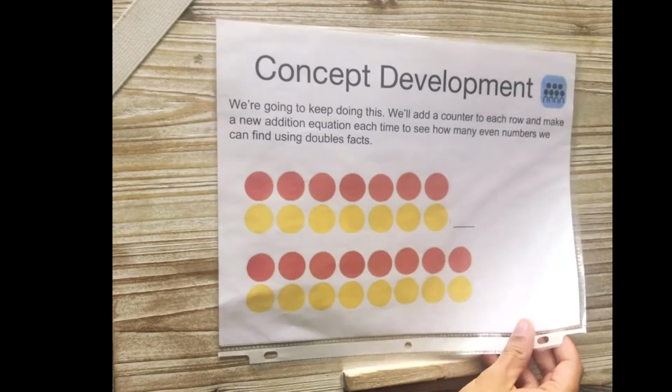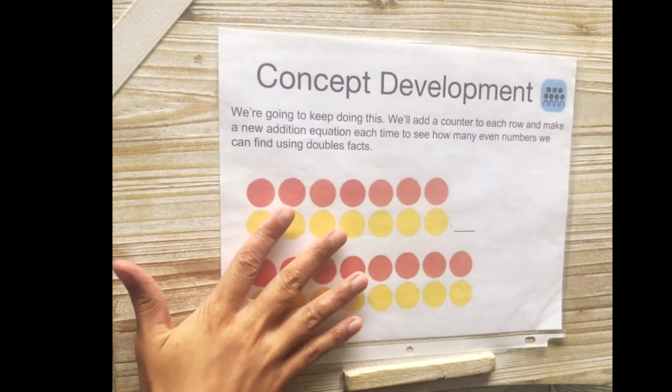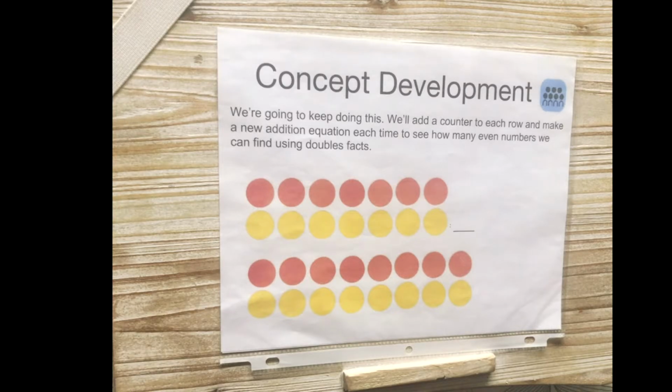Okay, let's go ahead and move on to the next problem. Since we're going to keep doing this, we're going to keep practicing describing the array with an addition equation. Each time we see the array, we're going to count and we're going to see how many, and then we're going to use our double stack to figure out the total of the array. So let's go ahead and look at this first array.